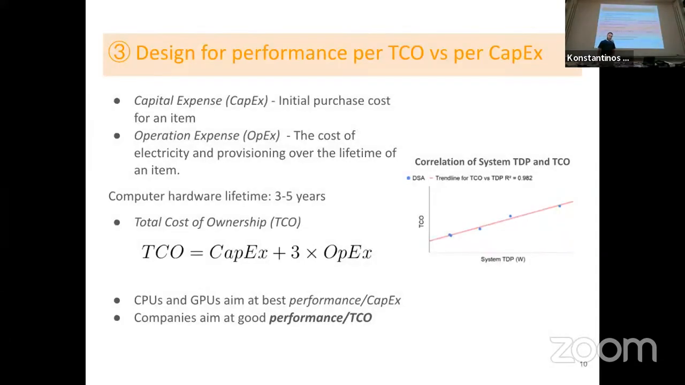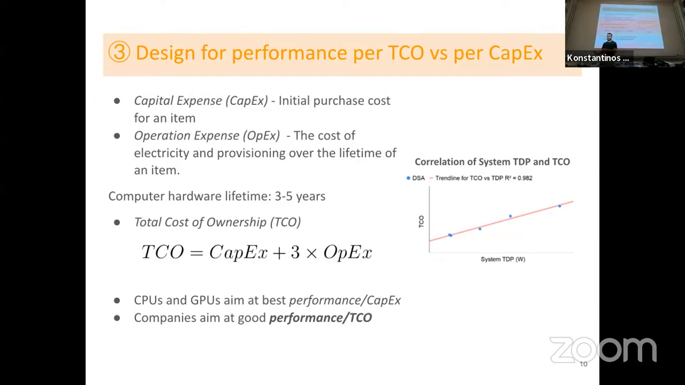Lesson number three, this is where industry comes into play. Big companies prefer designing for performance per total cost of operation rather than capital expense. Capital expense is a fancy way of saying how much something costs, how much a chip costs, while operational expenses are how much it costs to run it: electricity, provisioning for its cooling, and so on. Over the three to five year lifespan of hardware, the total cost of operation is essentially the sum of these two.